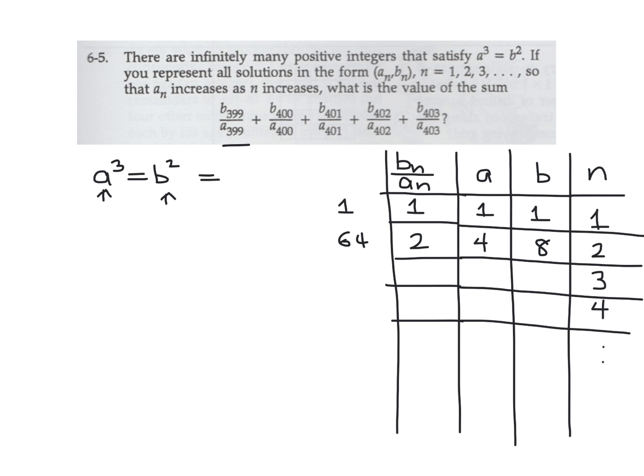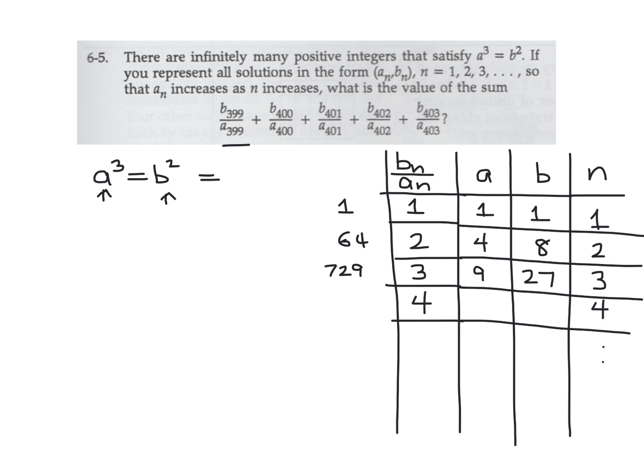The next one is a little bit more tricky, but it's 729, and that is the equivalent of 9 to the power of 3 and 27 squared. So then b_n over a_n, when n is 3, would be 27 over 9, which is 3. So I'm thinking that it just kind of goes up like that. The next one would be 4, the next one would be 5.